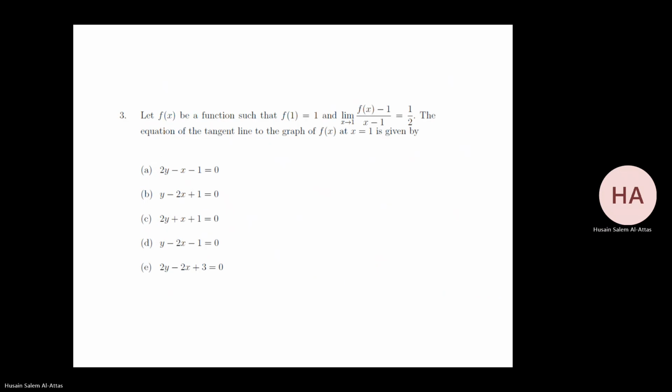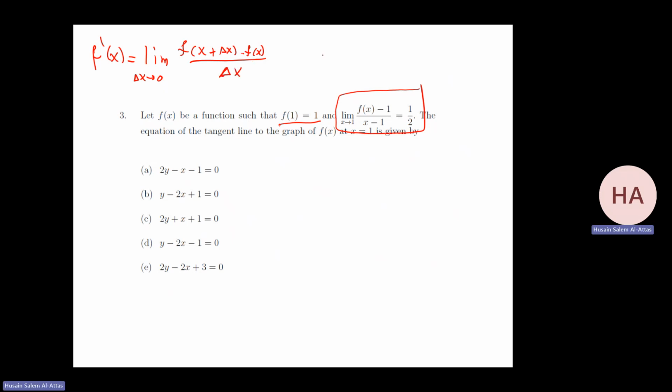Okay. Let f of x be a function such that f of 1 equals 1. I have this limit. By the way, f prime has 2 different formulas. This is one formula. There is another formula. It's equal to f of x, assume I have it at c.